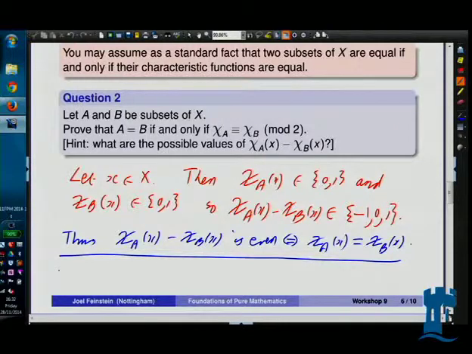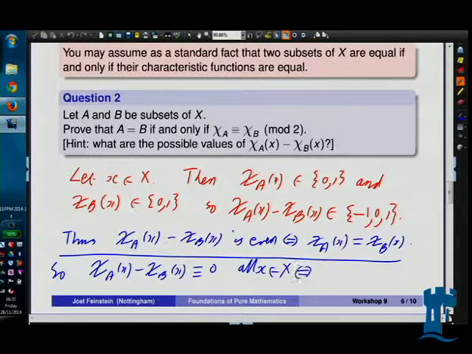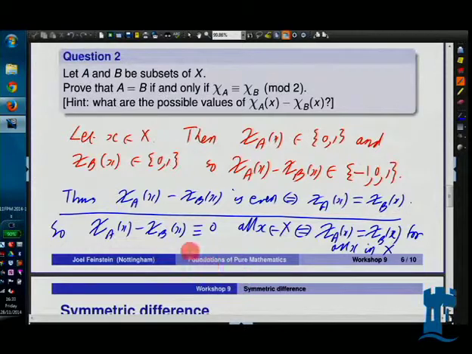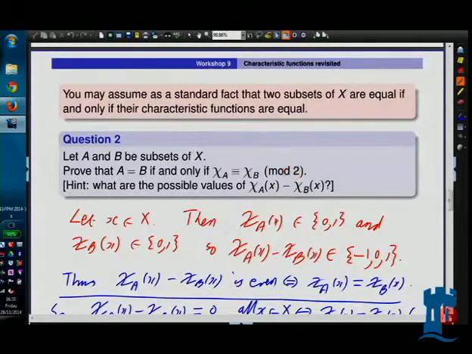And then, that basically is why: chi_A of x minus chi_B of x is congruent to naught for all x in X, if and only if chi_A of x equals chi_B of x for all x in X. Which is the same thing as, that's if and only if chi_A equals chi_B.